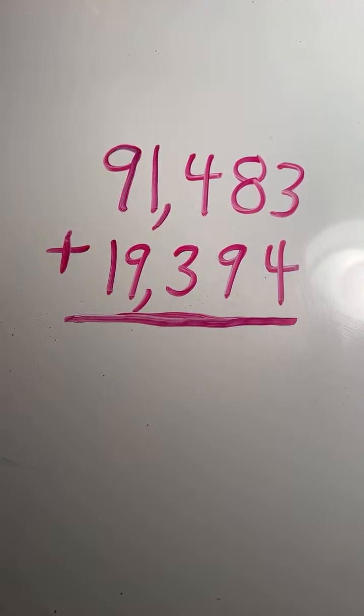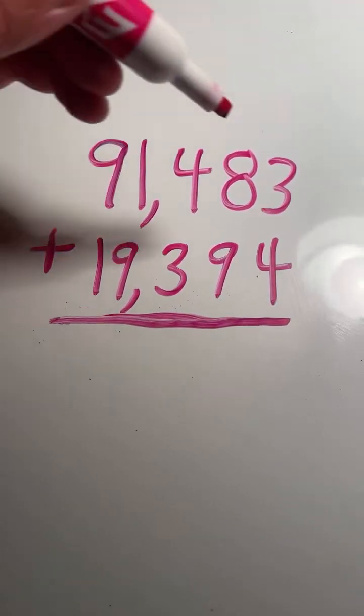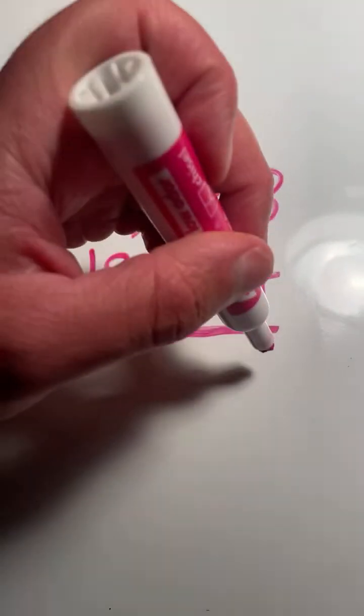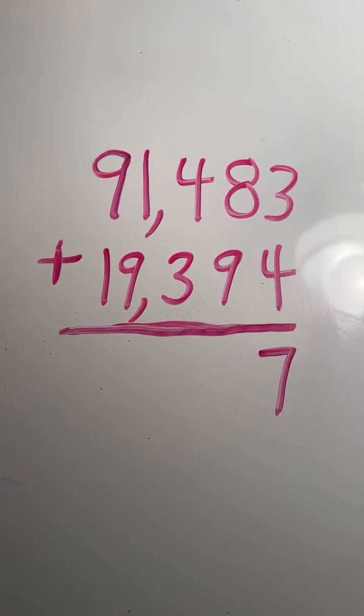So next example, 91,483 plus 19,394. Starting in the ones place. 3 plus 4 equals 7. Again, we do not need to regroup. We only regroup when our sum is 10 or more.